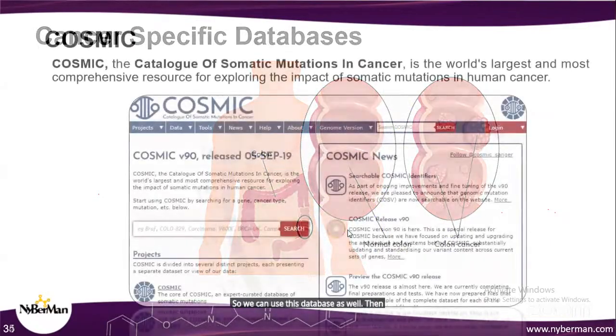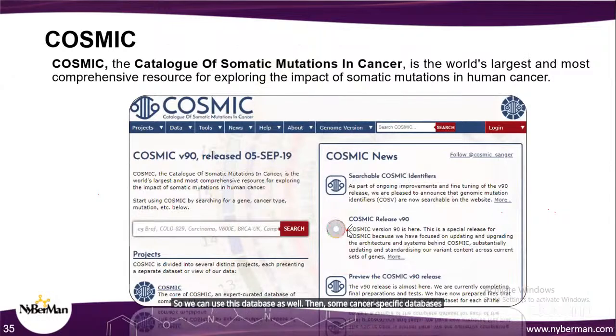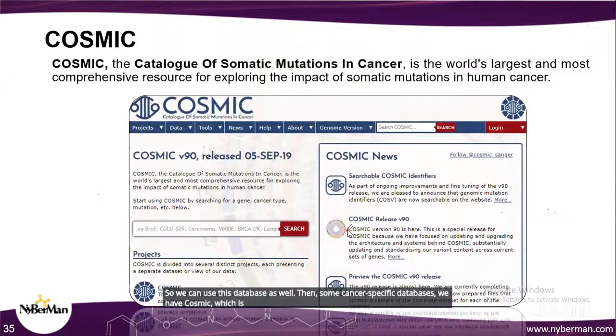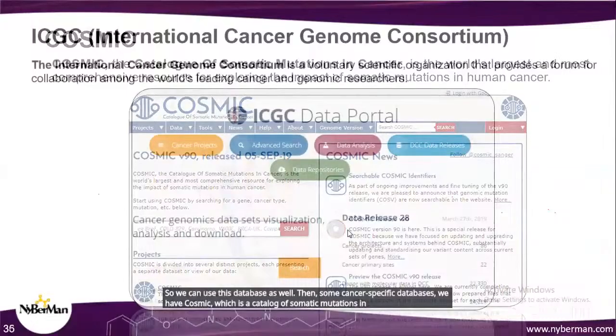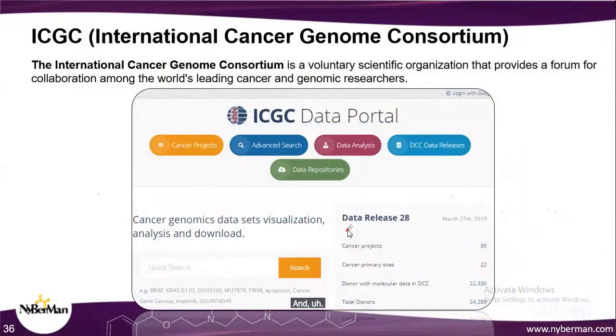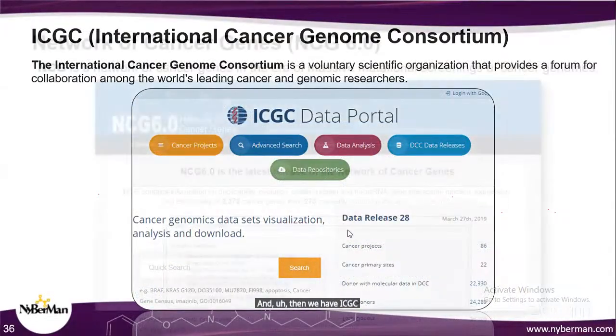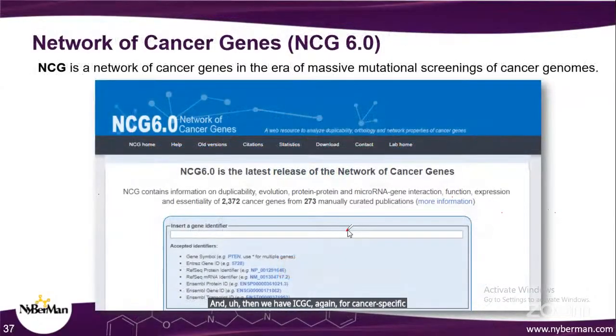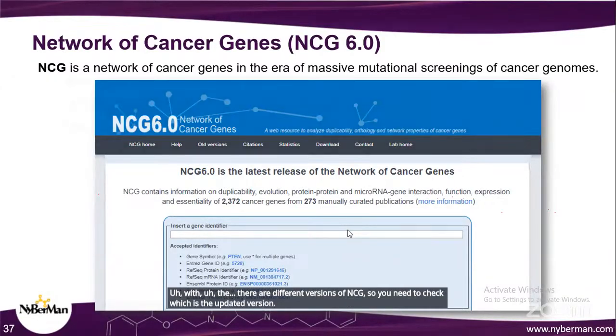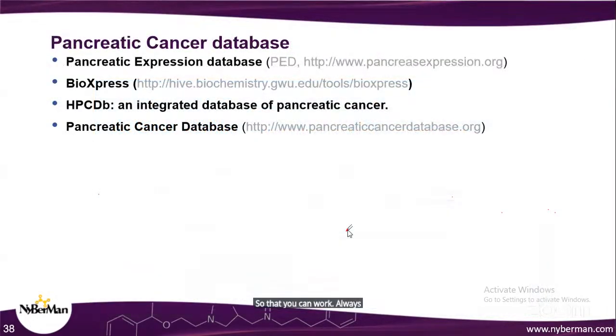Then some cancer-specific databases: we have COSMIC, which is a catalog of somatic mutations in cancer. Then we have ICGC, again a cancer-specific database. We have NCG, and there are different versions of NCG, so you need to check which is the updated version so that you can work with it. Always work with the updated database.